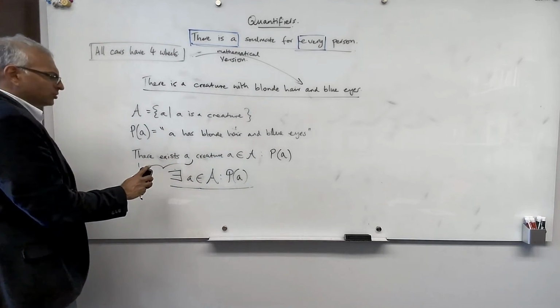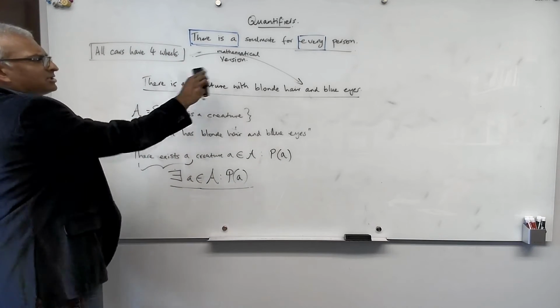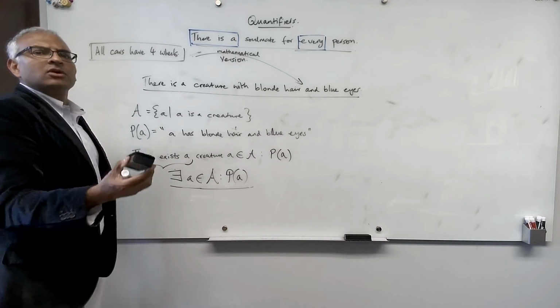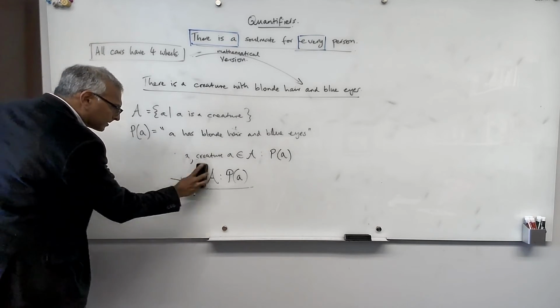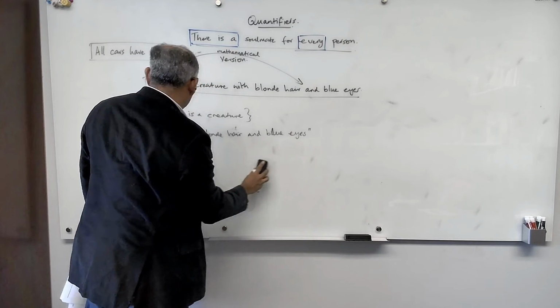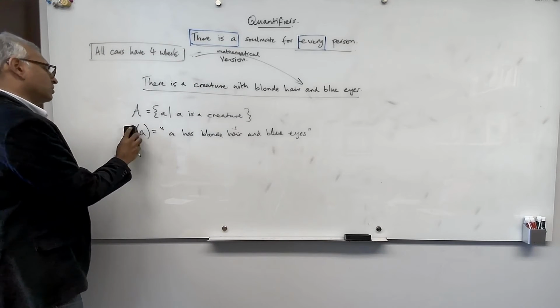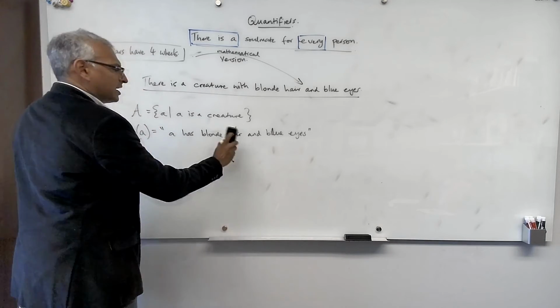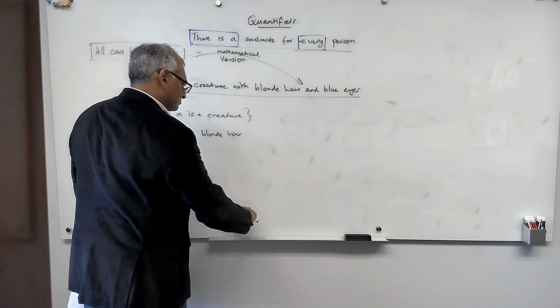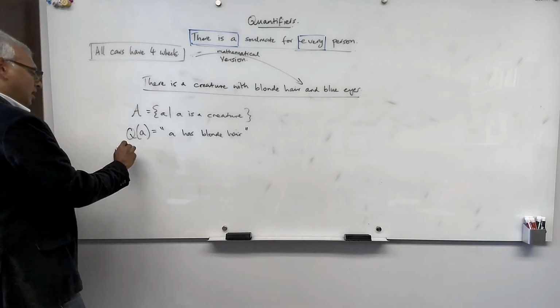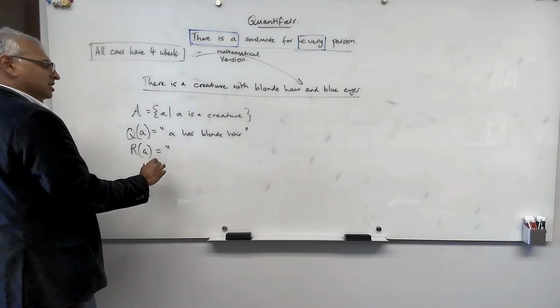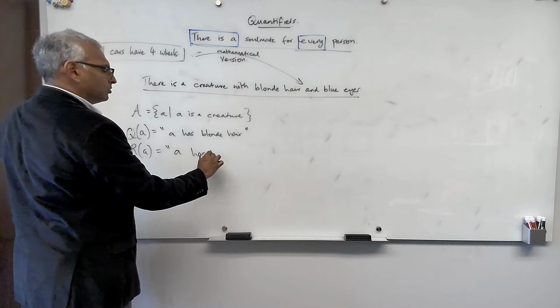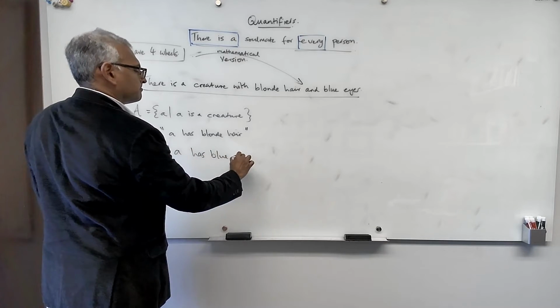Okay, let me just show you that there are sometimes multiple ways to say the same thing depending on how you define your predicates. So here, let me define the predicate Q of a, not to confuse with P: a has blonde hair. So I'm simplifying the predicate. And R of a is the statement a has blue eyes.